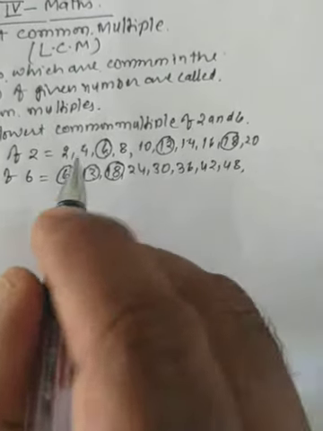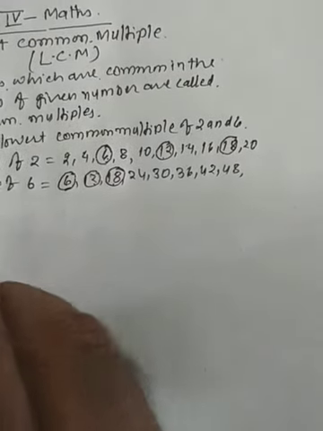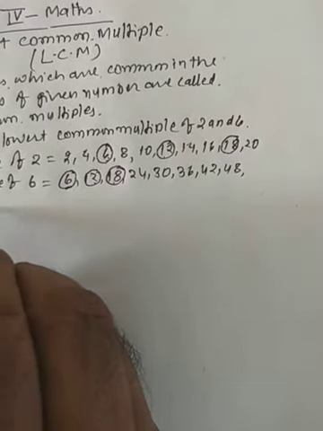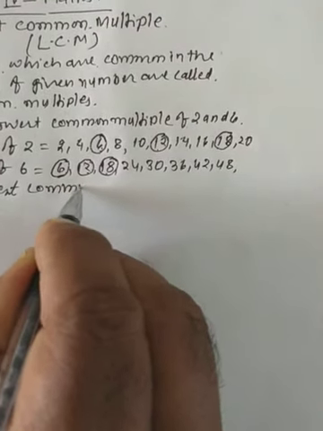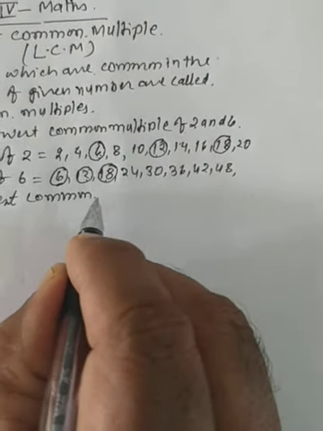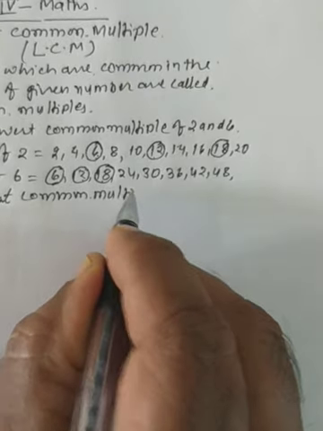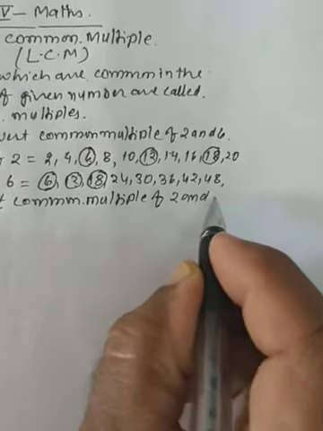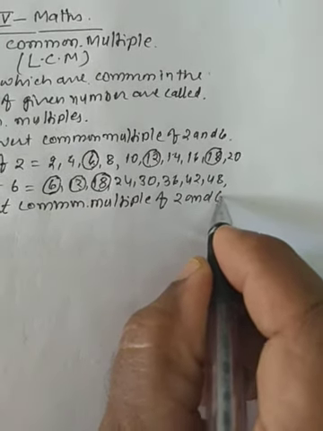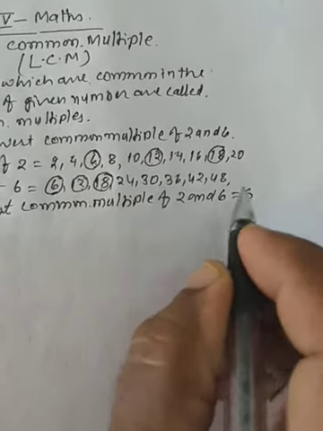So the lowest common multiple of 2 and 6 is 6.